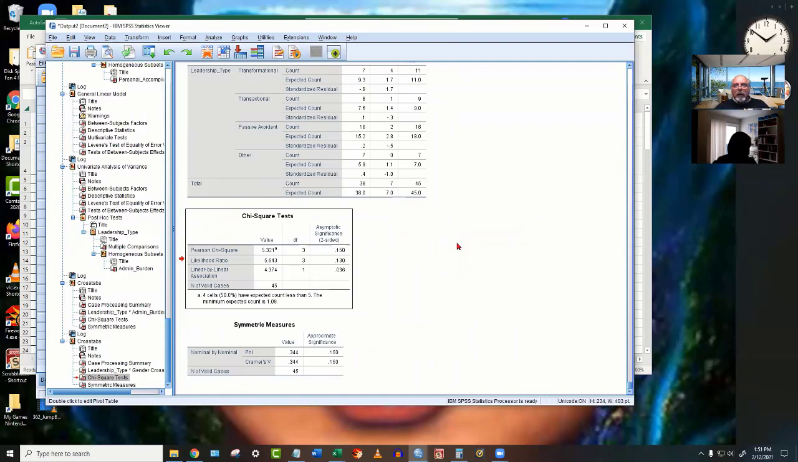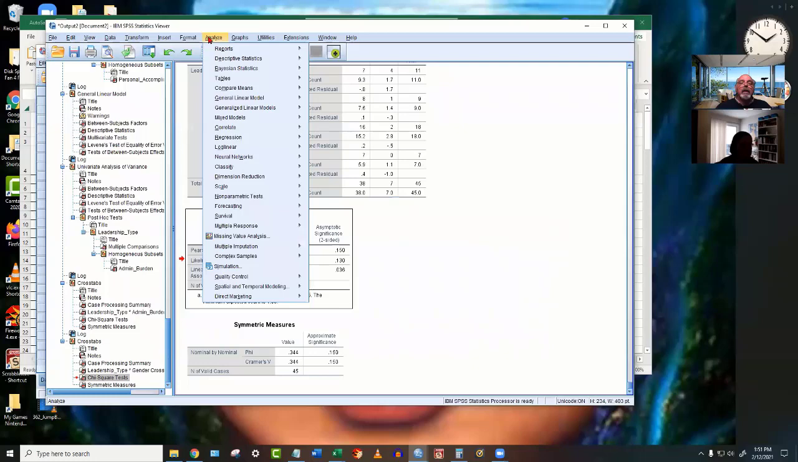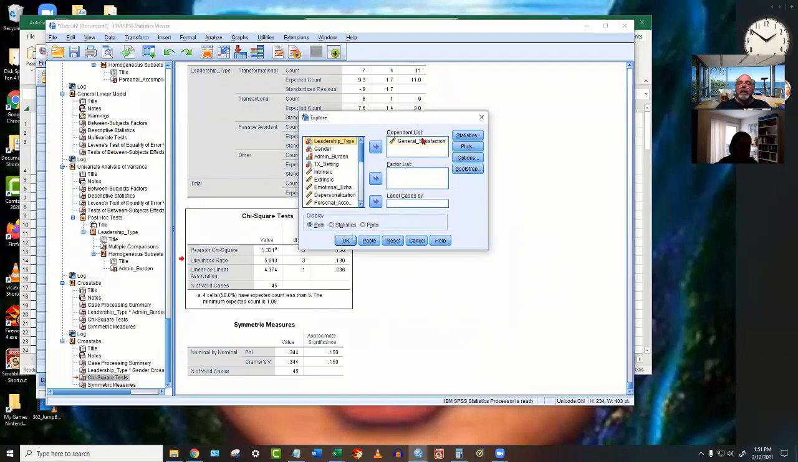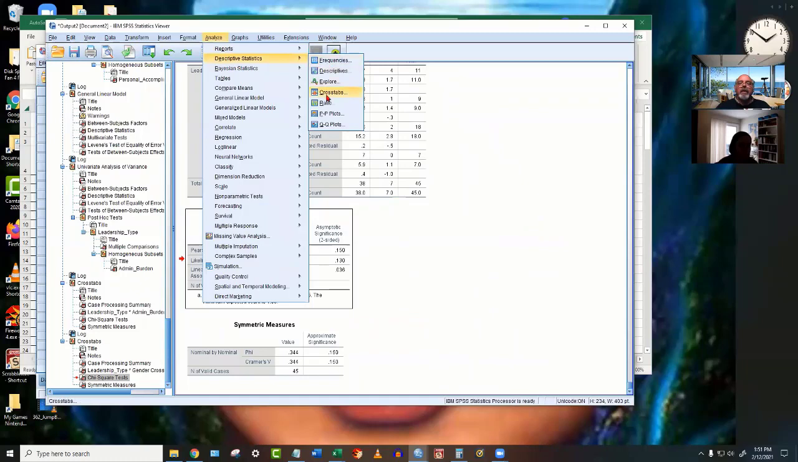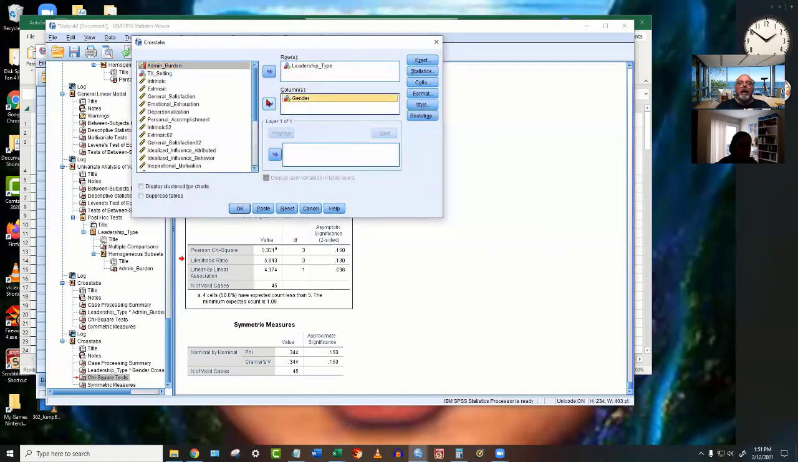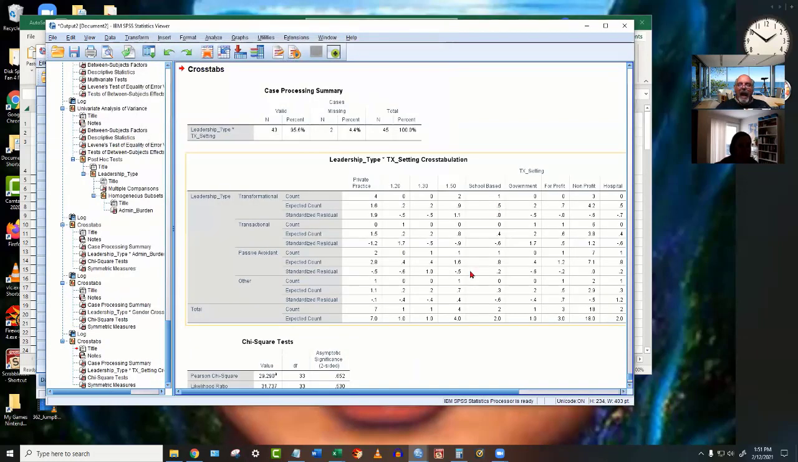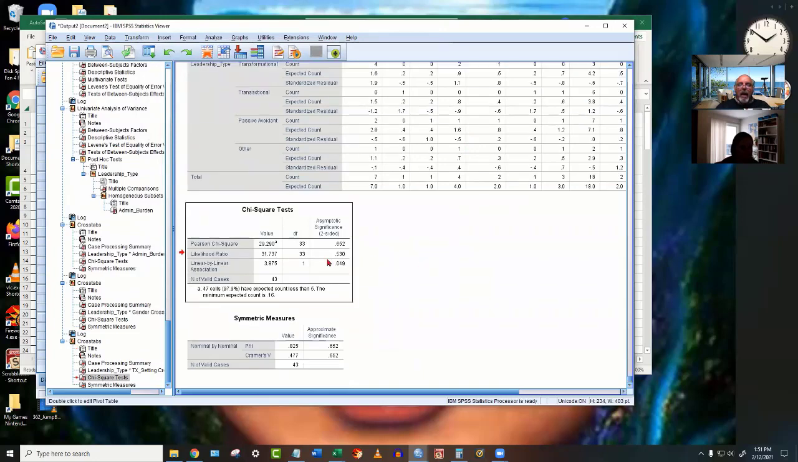So then the last one I have is treatment setting and leadership style. Treatment setting was the one we did for like private practice and so on. Here we go. Again, that's going to be a chi-squared. Analyze, descriptives, crosstabs, and treatment setting, right? Yes. Nope, nothing there.